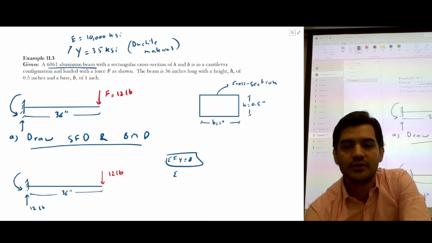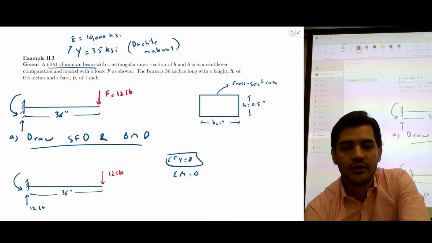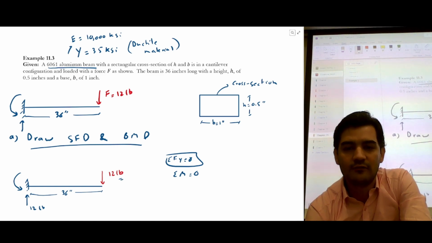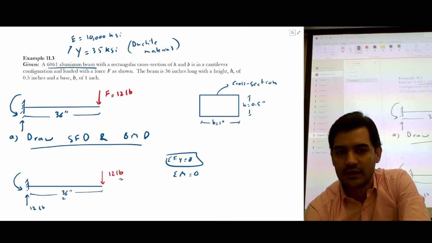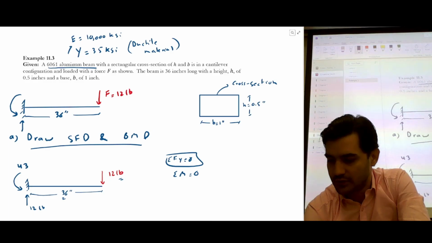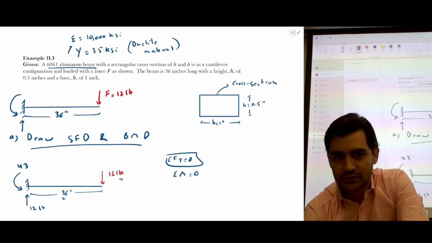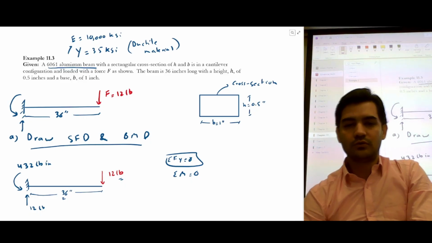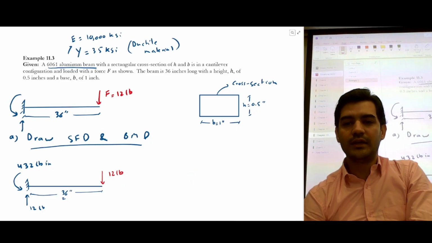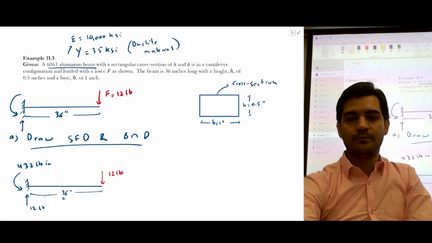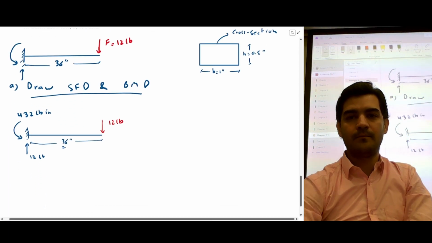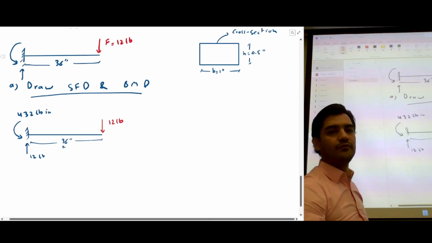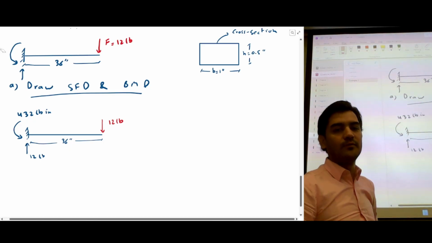And you can do summation of moment is equal to 0. You're going to get 12 multiplied by 36, which is 432 pound inch. So these are the two reactions we will get. So now we have to draw shear force and bending moment diagrams.